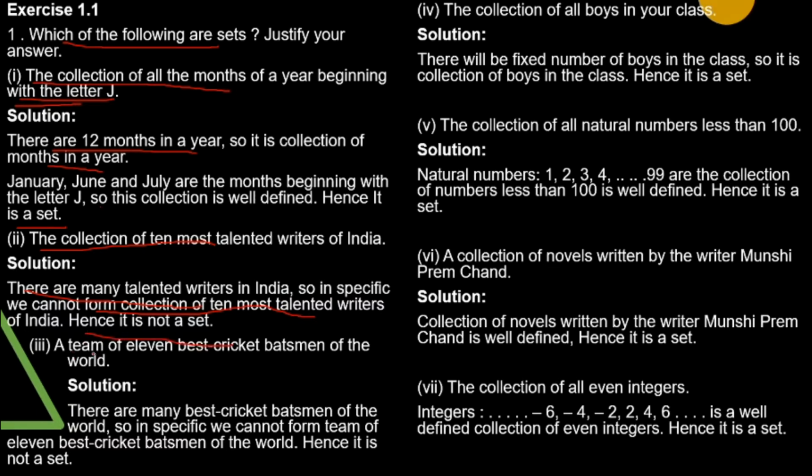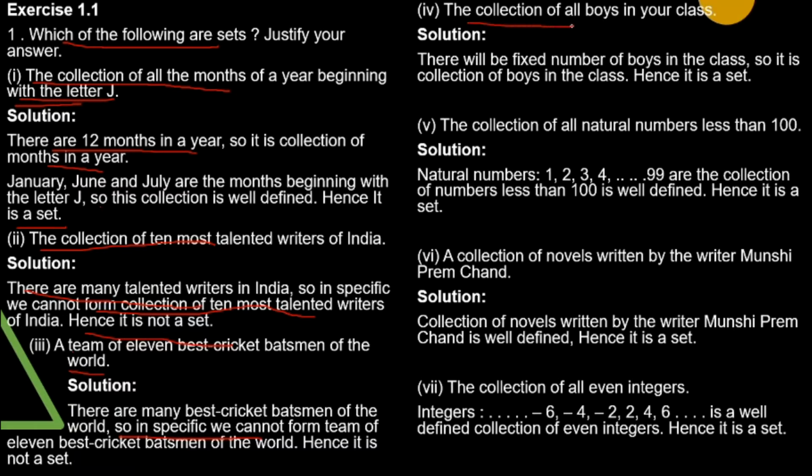Next, a team of 11 best cricket batsmen of the world. We have many best cricket batsmen, right? So again, we can see that there are many best cricket batsmen in the world. Specifically, we cannot form a team of 11 best cricket batsmen of the world. It will vary from one person to another. The best players will differ. It won't be the same always. Some may prefer Dhoni, some may prefer Kohli, some may prefer Shane Warne. So it may differ from individual to individual, right? So hence it is not a set.